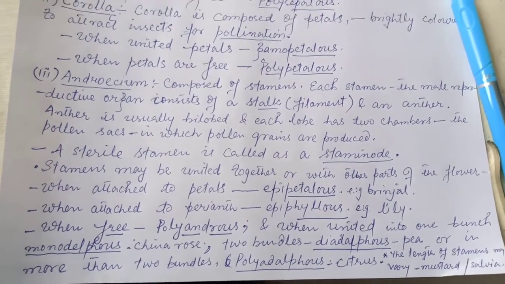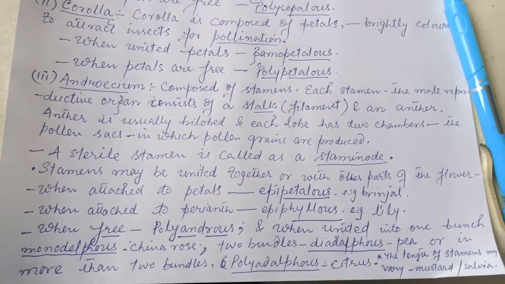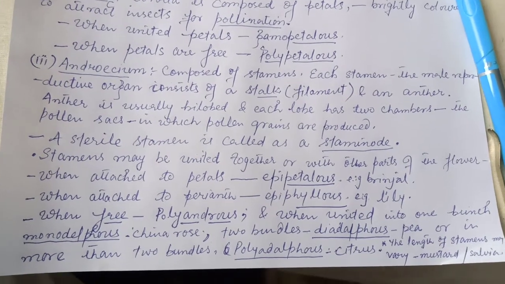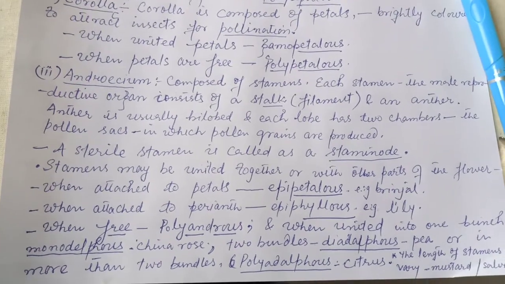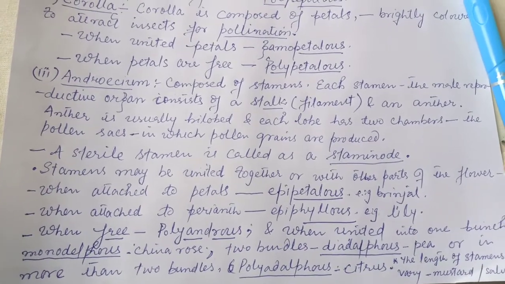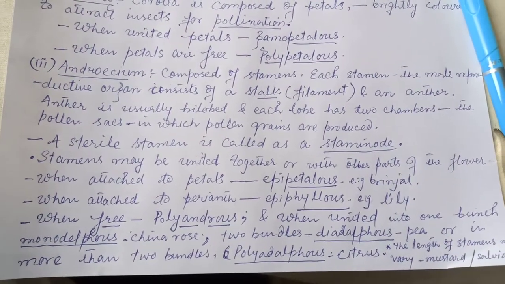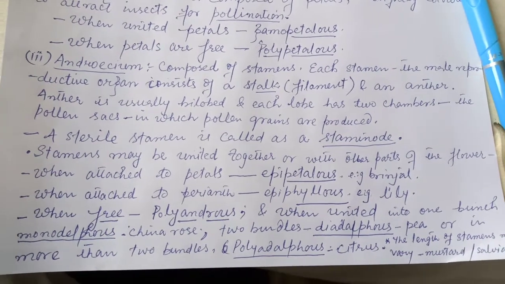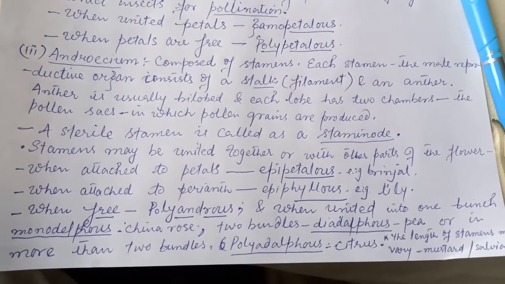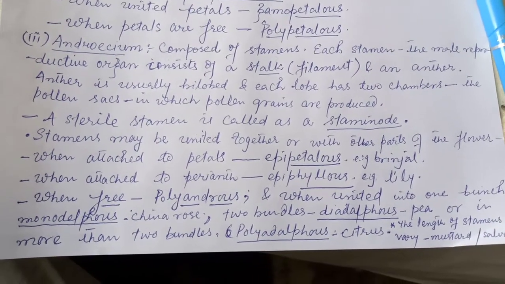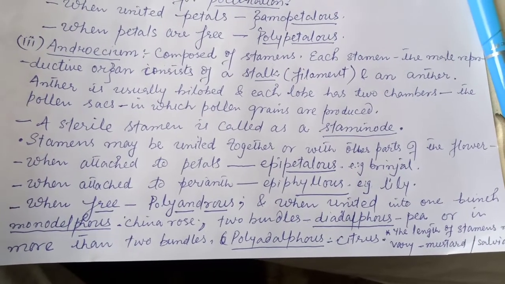Stamens may be united together or with other parts of the flower. When attached to the petals, the condition is epipetalous, as in brinjal. When attached to perianth, the condition is epiphyllous, as in lily, and when free, it is known as the polyandrous condition. When united into one bunch, the condition is called monoadelphous, as in China rose. When there are two bundles, this condition is diadelphous, as in pea, and when there are more than two bundles, the condition is polyadelphous, as in citrus.